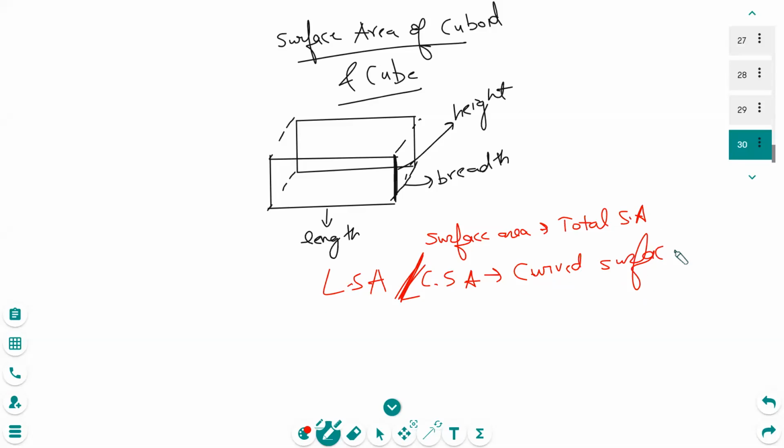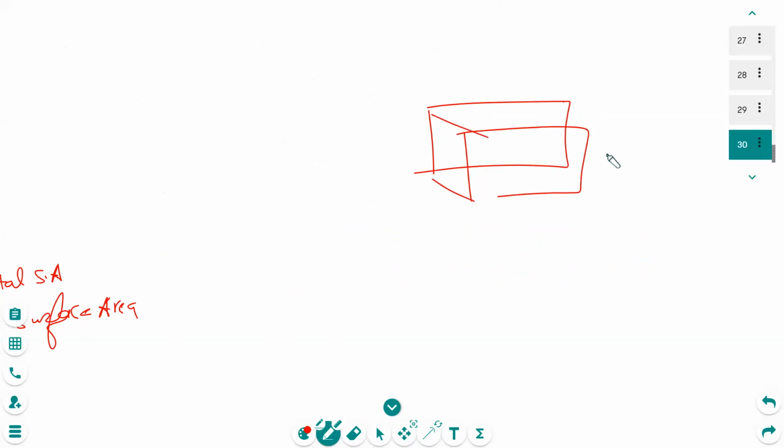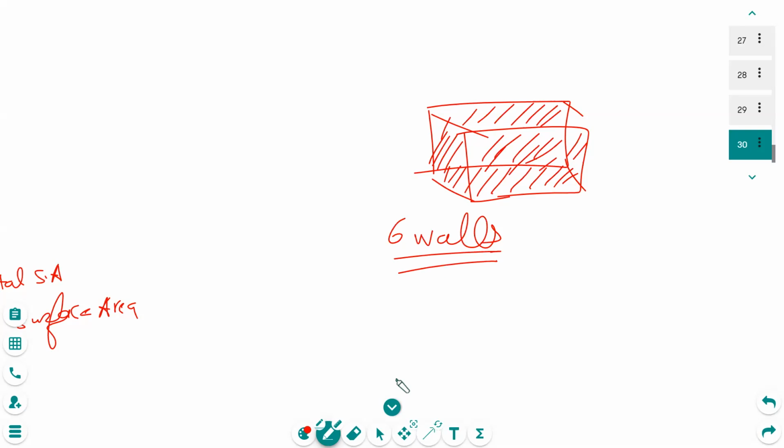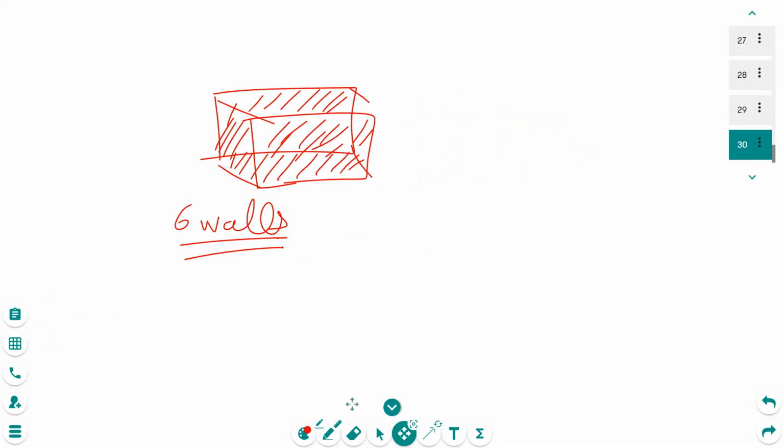Surface area. See, what is total surface area? Suppose there is a room, and you have to paint all the walls of the room, including the ceiling and the floor. So you will include the base. I'm asking you to paint everything, the top, the walls, all the 6 walls, right? So for this I have to calculate my surface area, that is how much I have to paint. Let's see how we find that.